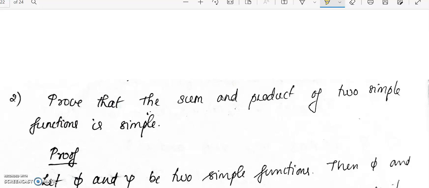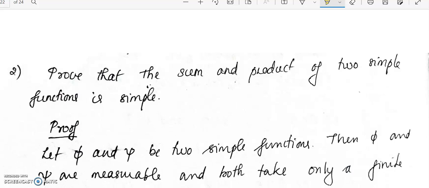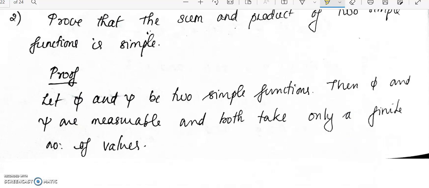Now to complete the proof that the sum and product are simple, we need to show that they assume only a finite number of values. Simple functions take a finite number of values. Since phi and psi take only finite values, when we take the sum and add finite values, we again get only a finite number of values. Similarly for the product, take all the possible products of phi and psi values, and again you will get only a finite set of values. So they are measurable and they are again finite. So that completes the proof.